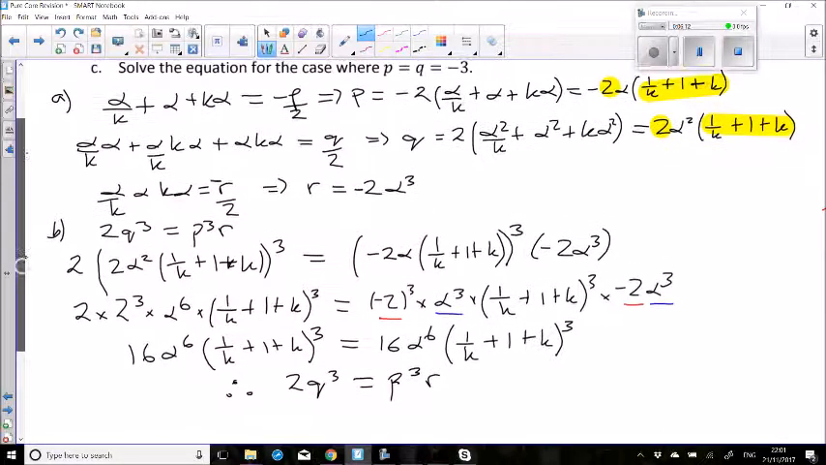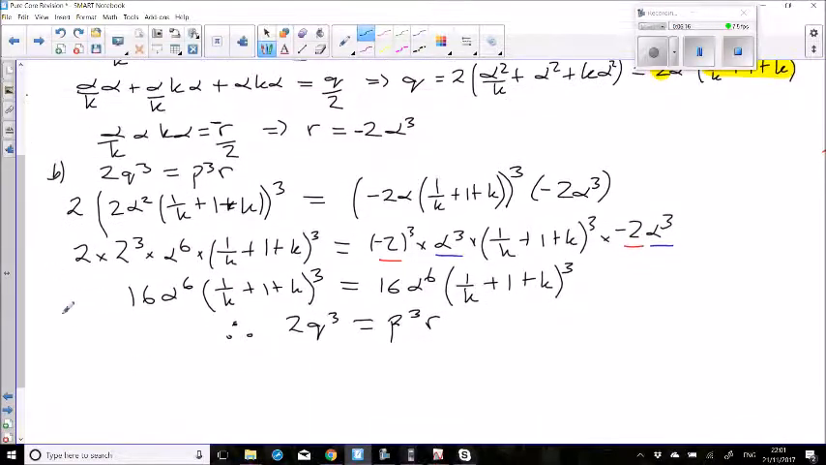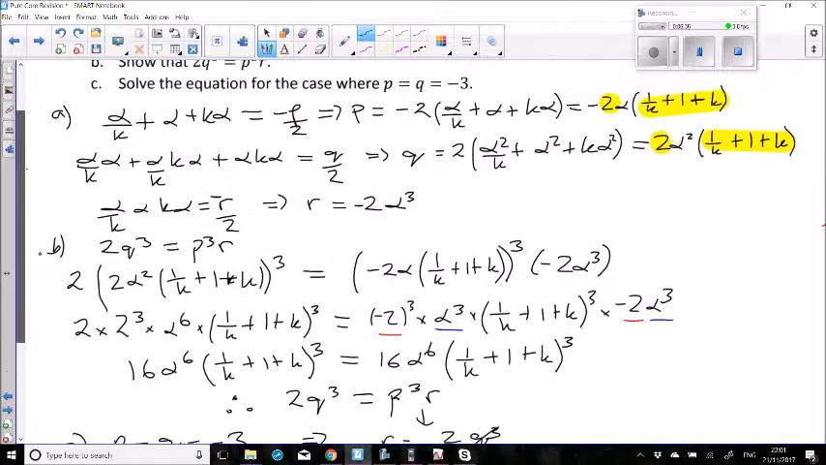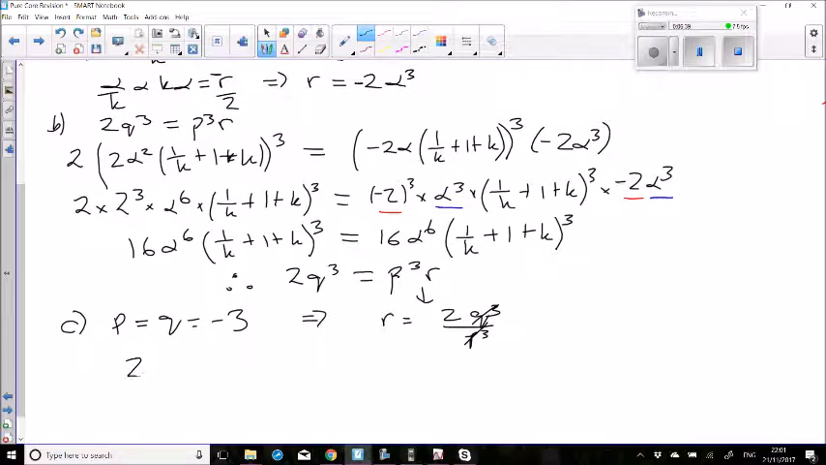Right, finally, we're asked to solve the case when p equals q equals minus 3. Okay, so we know p equals q equals negative 3. That means we can work out r using our equation up here, because r is 2q cubed divided by p cubed, but p and q are equal, so r is just 2. Right, that means we now know we can write out what our actual equation is.